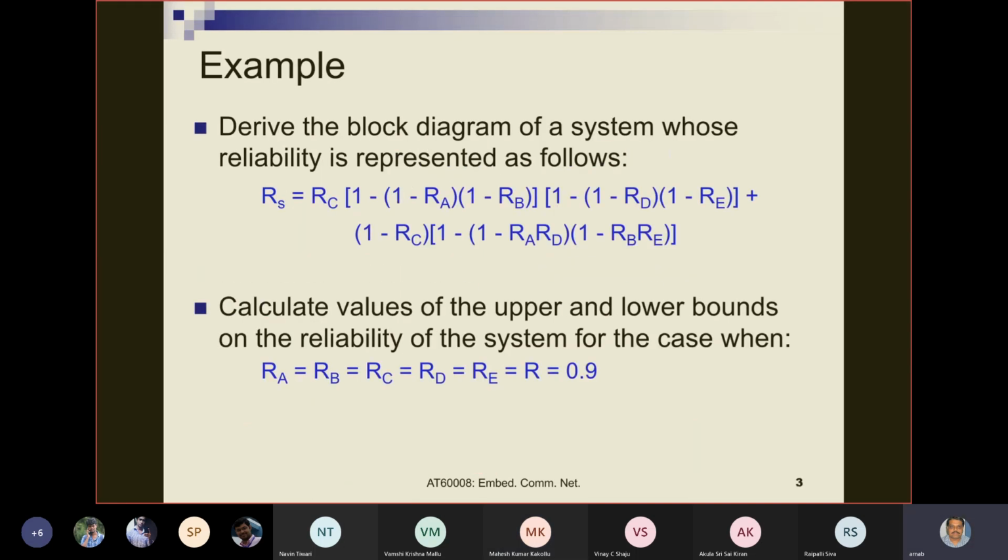And then there is a small extension. You can do this at home. I will give this slide set to you. So what will be the value of the effective reliability RS for the upper bound and the lower bound when all values of reliability are equal to 0.9?